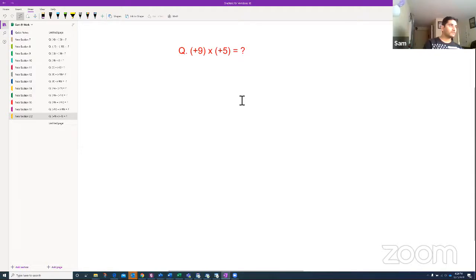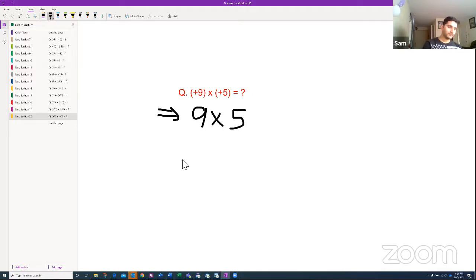So we are multiplying the positive 9 times the positive 5. This can be written as 9 times 5. So what is the answer for this?